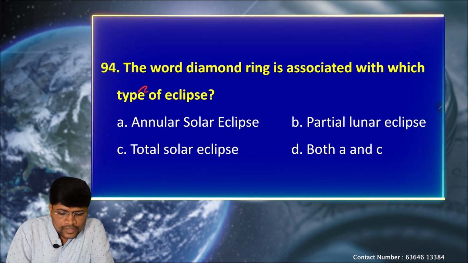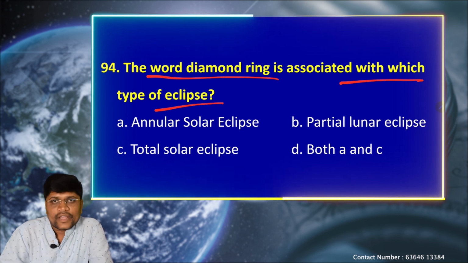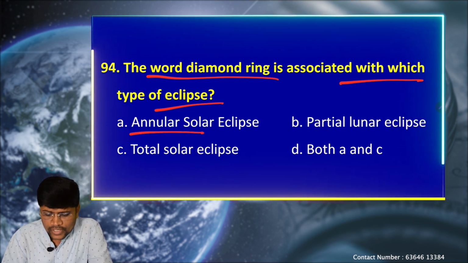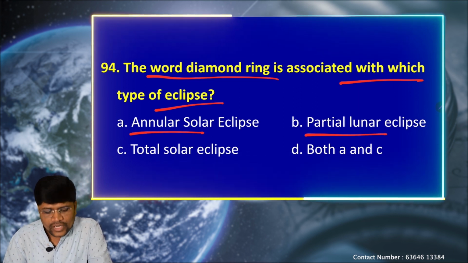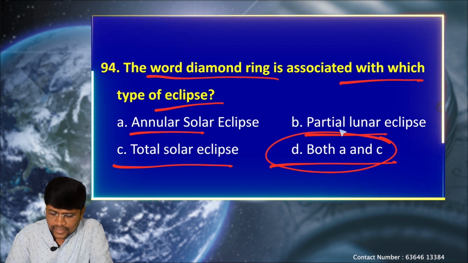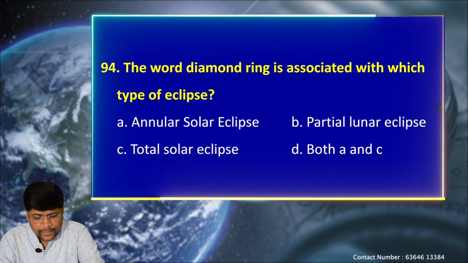Next question, the word diamond ring is associated with which type of eclipse? We have option A, annular solar eclipse, B, partial lunar eclipse, C, total solar eclipse, D, both A and C. Let's see what this diamond ring is.